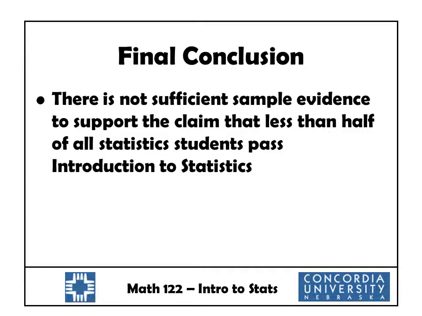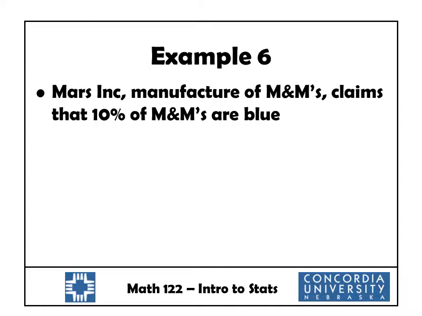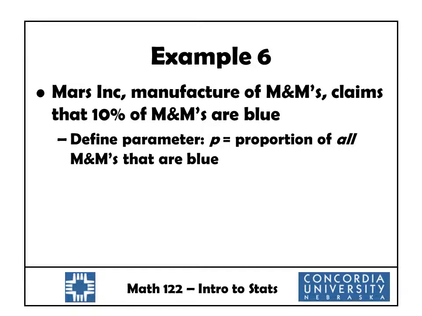So I've got a next example of a hypothesis test. Mars Inc., the manufacturer of M&Ms, claims that 10% of M&Ms are blue. Now the first thing we need to do is find our parameter. In this case it's a proportion. Again, the word proportion is not used in the claim. However, we saw 10% there. 10% implies proportion, so it's a proportion. In this case, p is the proportion of all M&Ms that are blue.